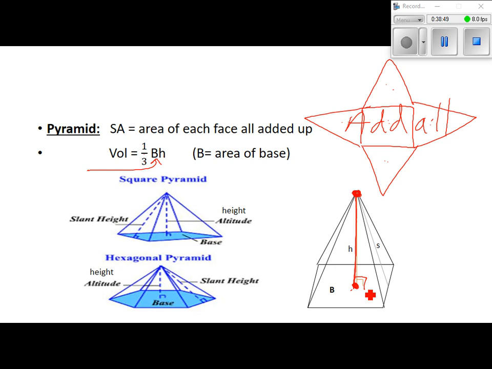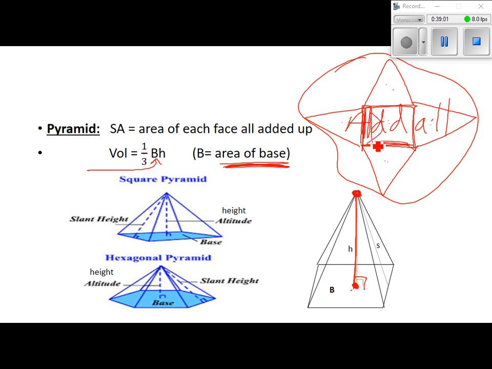The big B stands for the area of the base. If you already did the surface area, then you're going to know the area of this base, whatever it is. So you're going to take the area of that base, that's the big B, area of base.